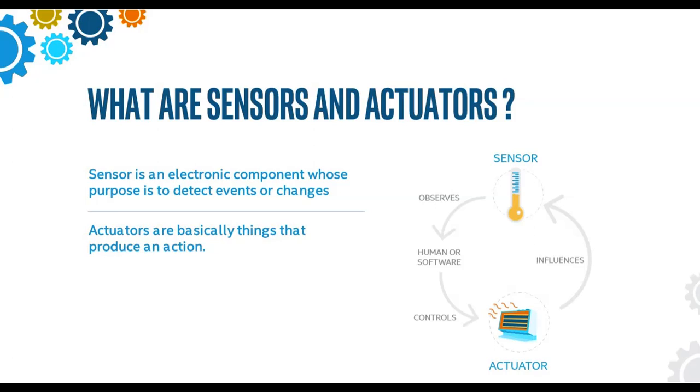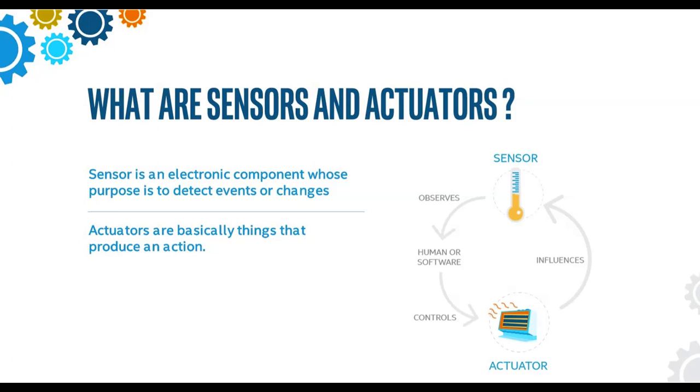In other words, a sensor is a device which can convert a physical quantity into an electrical quantity. For example, if I have a temperature sensor, the physical quantity is temperature, and the sensor is an electronic device which can convert that physical quantity into an electrical quantity. For example, speed sensors, humidity sensors, pressure sensors, numerous sensors can convert a physical quantity into an electrical quantity. About the actuator, actuators are basically things that produce an action, like a motion.